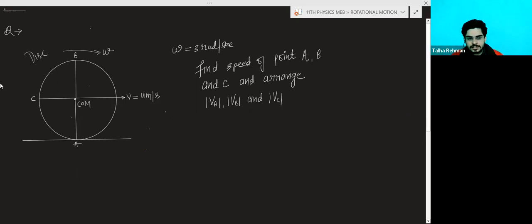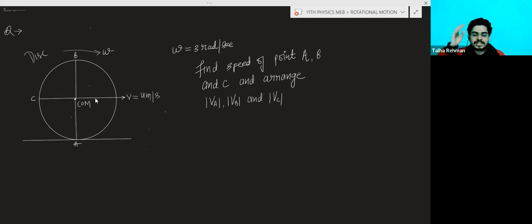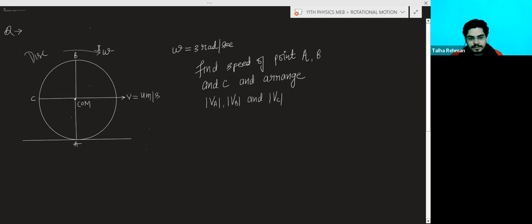This body is in the motion of a combination of linear motion as well as rotational motion. You can say general motion is there. Omega is given as 3 radian per second. Velocity of center of mass is given as 4 meter per second. This is the given data in the question.